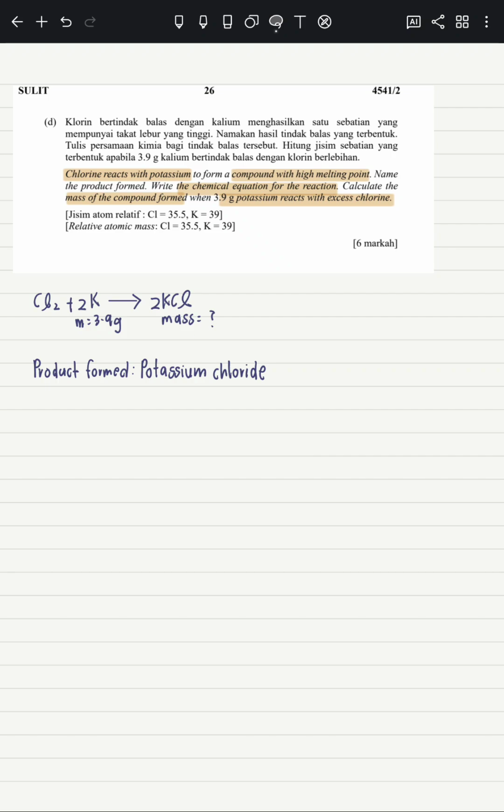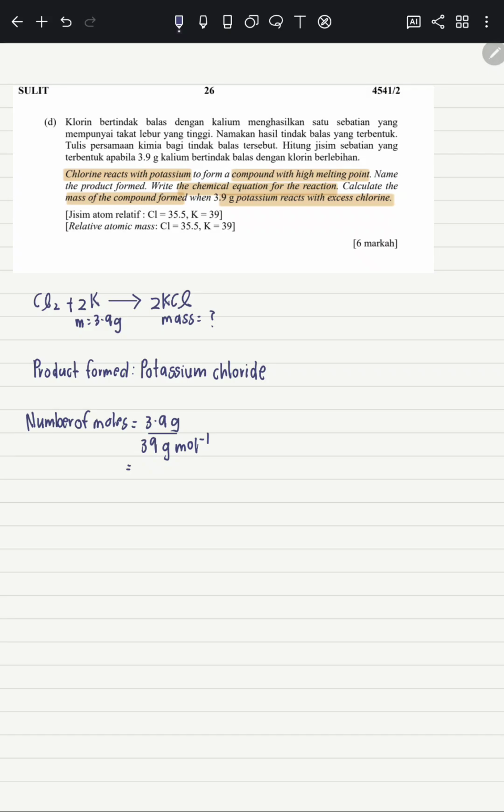And now you want to find the mass of this thing, so at least you must have one number of moles. You have information about this potassium, so you can find the moles of that. So just write it, number of moles. So 3.9 gram divided by the molar mass. The molar mass for potassium is basically 39 gram per mole. So 3.9 divided by 39.